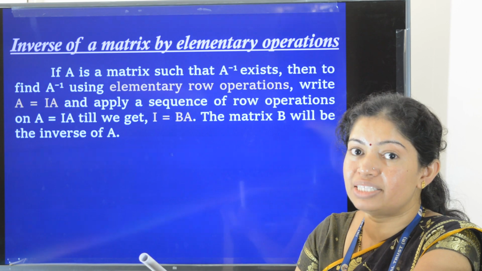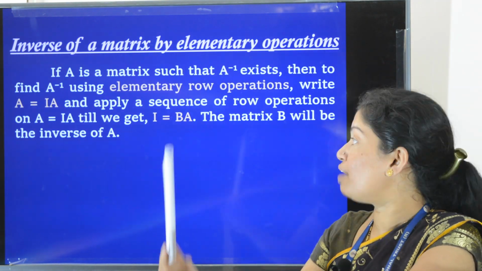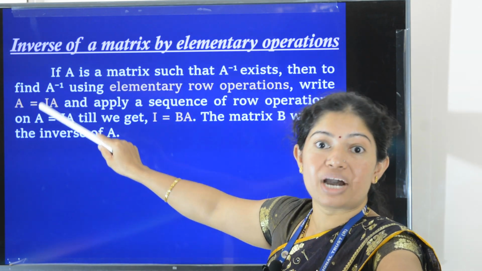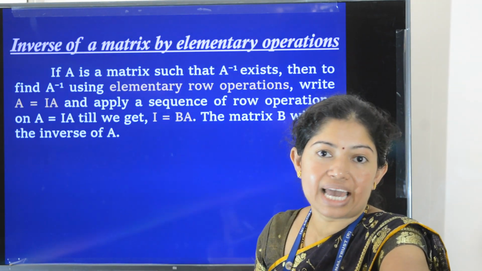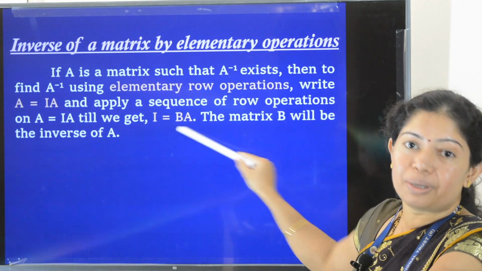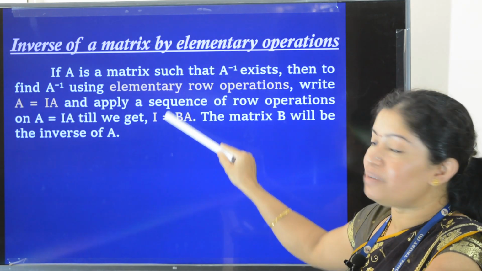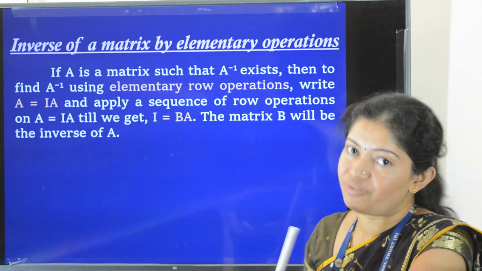What we did, students? To apply elementary row operations to find the inverse, first you have to write A is equal to IA, then you should apply elementary row operations till you get I is equal to BA. Once you get the identity matrix here, then this B is called the inverse of A.